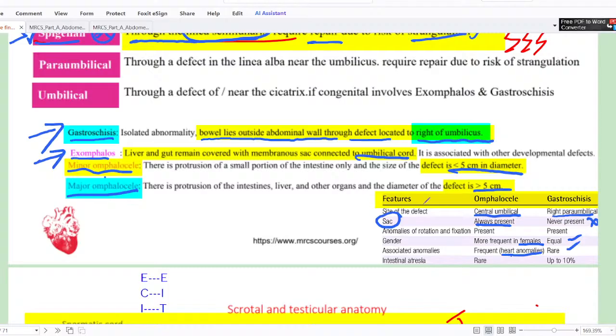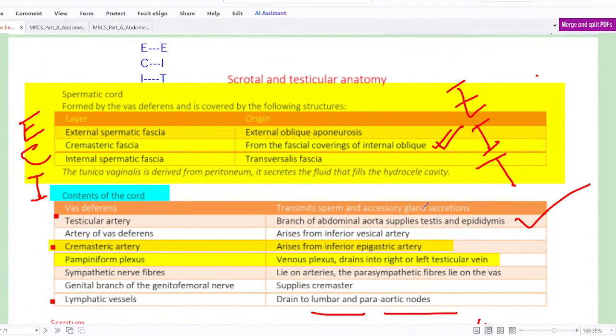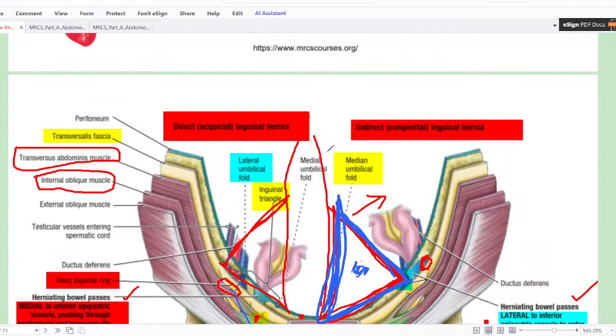Okay, we have seen the difference between gastroschisis and omphalocele. Now, scrotal and testicular anatomy. If we remember the anterior abdominal wall muscles, then it will be easy. First we will see the origin. External oblique aponeurosis. Just remember external oblique aponeurosis. It was the first layer, right? External oblique aponeurosis, like this picture.